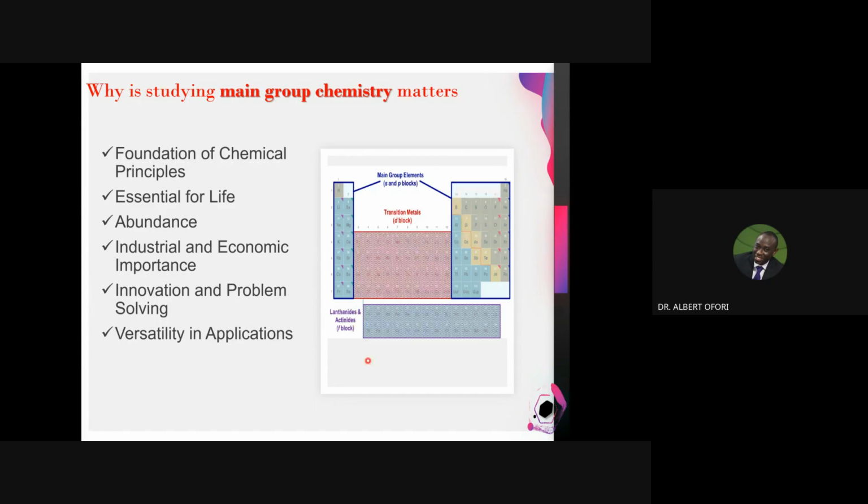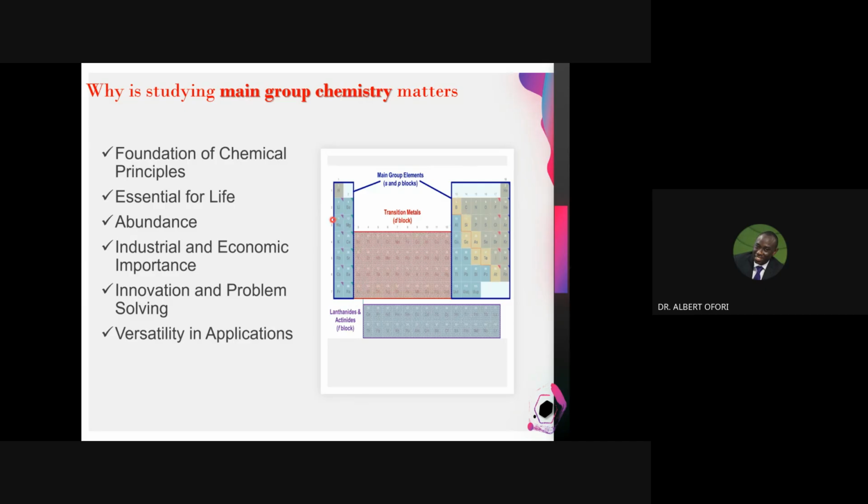Now, it forms the foundation of chemistry because chemistry basically is just trying to use these elements that we have or know, studying them. And then, of course, why do we study them? We use them and that kind of stuff. So if we want to really understand chemistry, then the foundation is just trying to understand these main group elements. So it becomes the foundation for chemical principles. Any chemical principle you want to know about is just about these main group elements. That's the S and then the P block elements.